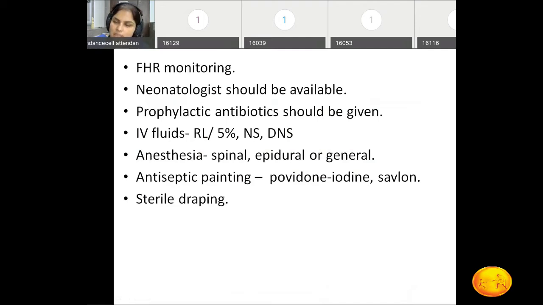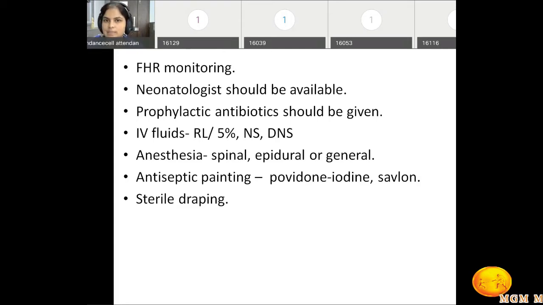Then anesthesia, the preferred anesthesia is spinal anesthesia most of the time. Some patients who are in labor may have epidural anesthesia, so you can use the same thing for cesarean section. Epidural is commonly used for painless labor nowadays. So if some women already have an epidural catheter in, we can top it up with a higher dose and do a cesarean section.